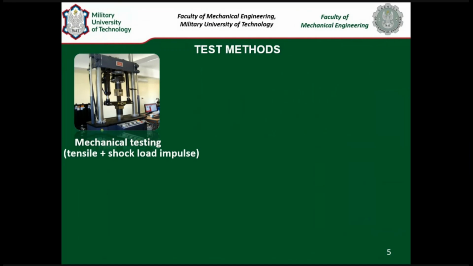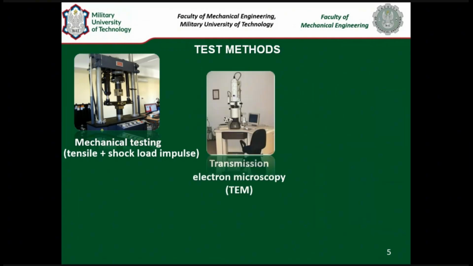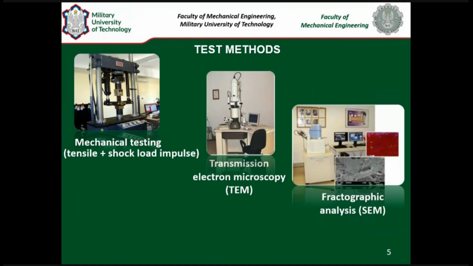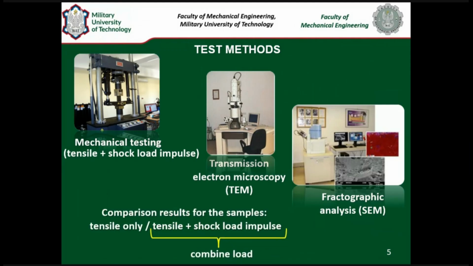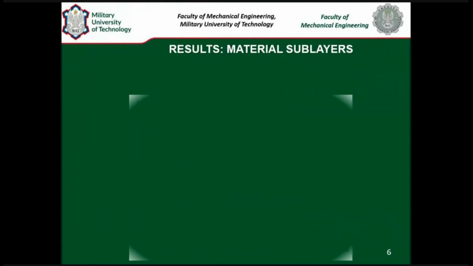This machine has two contours. The first contour is used for preliminary tension load. The outside contour is used for the additional force impulse. The time of the additional force impulse was found to be up to 28 milliseconds. After the break, we analyzed the specimen surface with transmission electron microscopy and scanning electron microscopy, and compared the results after combined load.